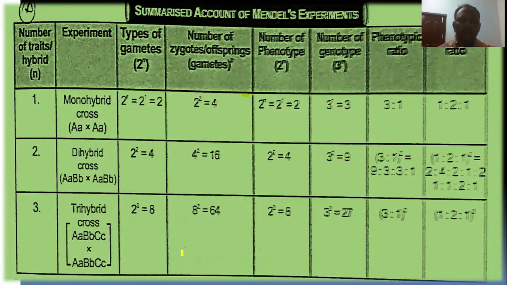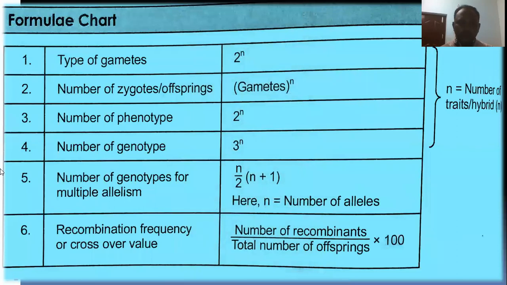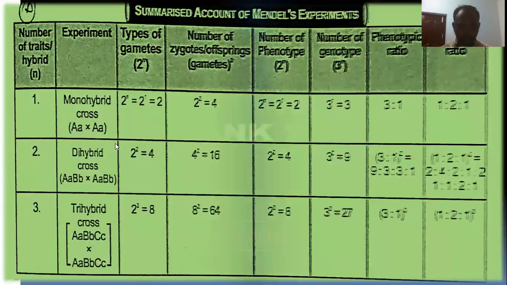And next, very important one, a summarized account of Mendel's experiment. Mendel conducted many experiments by using 1 character, 2 characters, 3 characters. If you use 1 character, you call it monohybrid, 2 dihybrid, 3 trihybrid, 4 tetrahybrid, like that. Here we are seeing some important points. In monohybrid cross, the type of gametes is 2 power n, only 2 gametes. In dihybrid, 2 power 2, 4 gametes we will get. Trihybrid, 2 power 3, 8 gametes we will get, right?